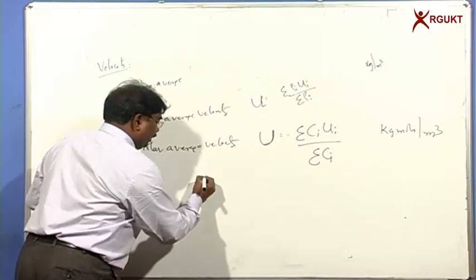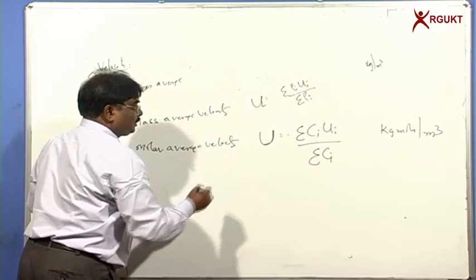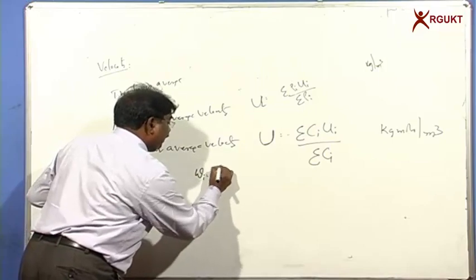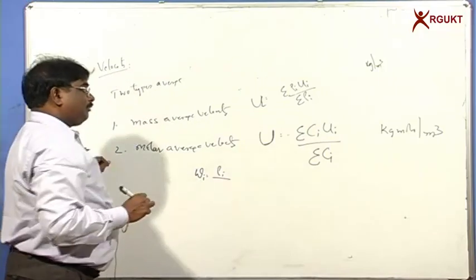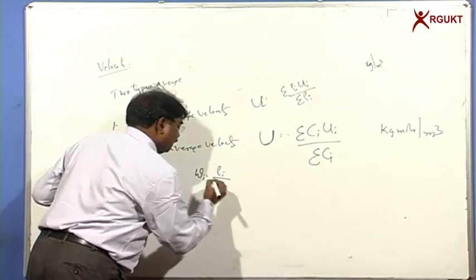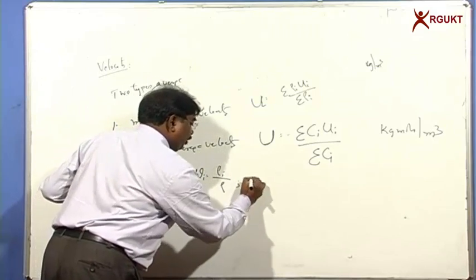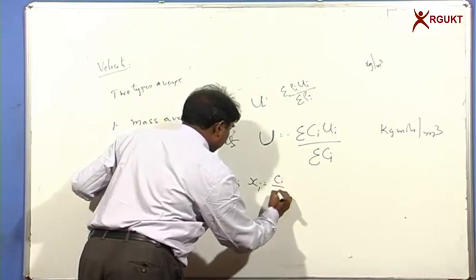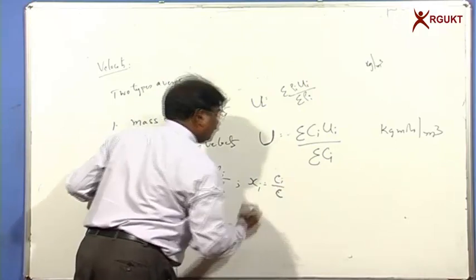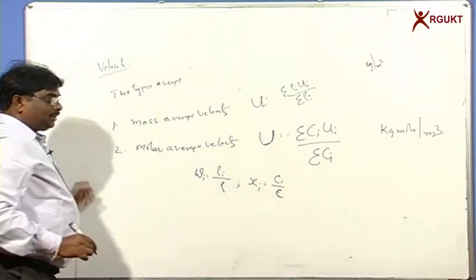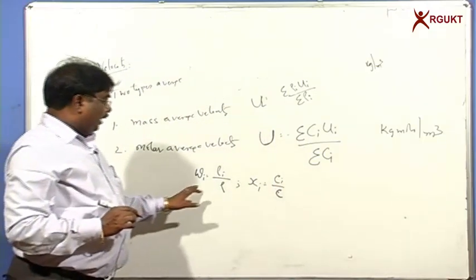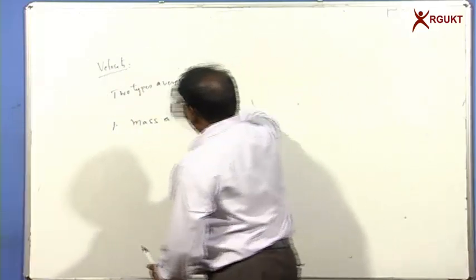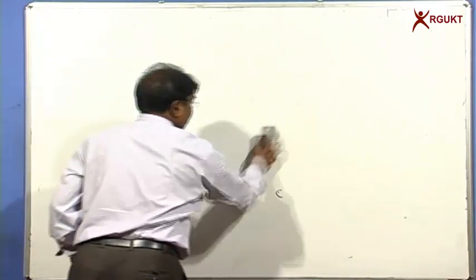So once you know the mass concentrations as well as the molar concentrations, one can calculate the weight fraction, which is equal to the mass concentration of component i divided by the total mass concentration, and the mole fraction, x i, which is equal to C i divided by sigma of C, or what we call C. So once you know the mass concentration as well as the molar concentration, one can calculate the weight fractions as well as the mole fractions.